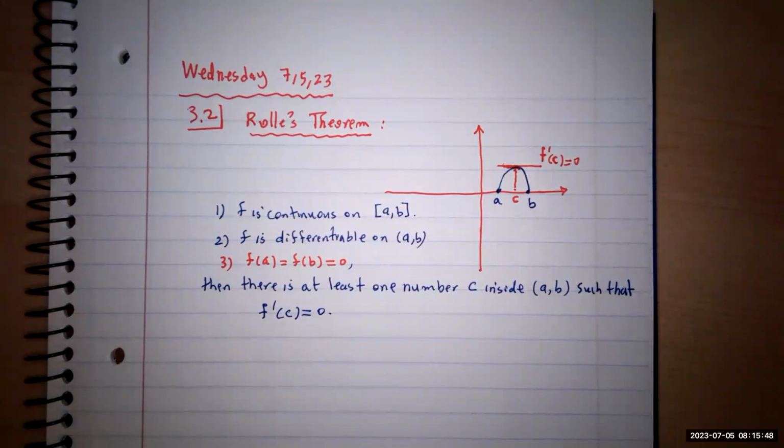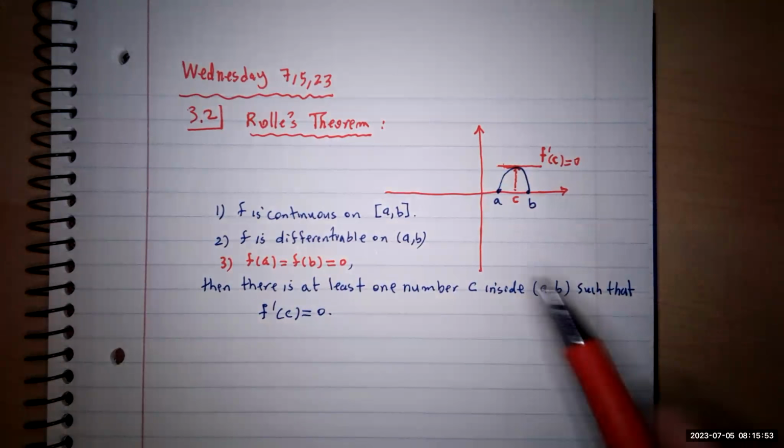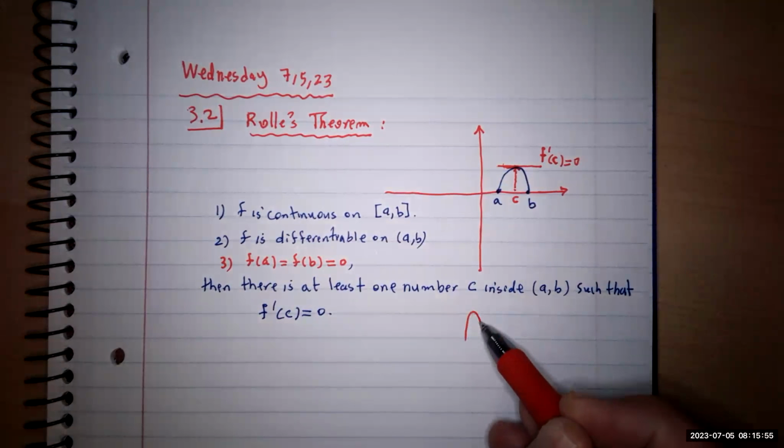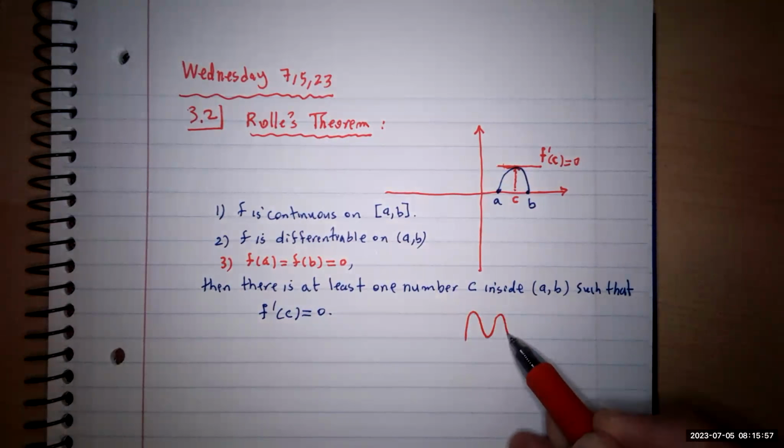Something obvious. Your graph may go up and down. If you get this graph, for example, you are going to get more points.